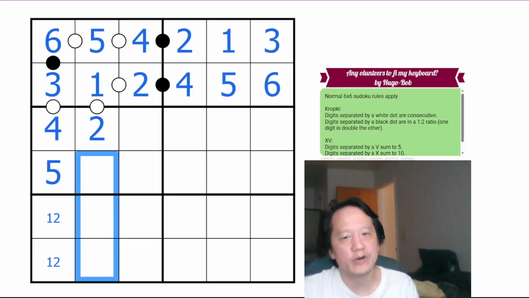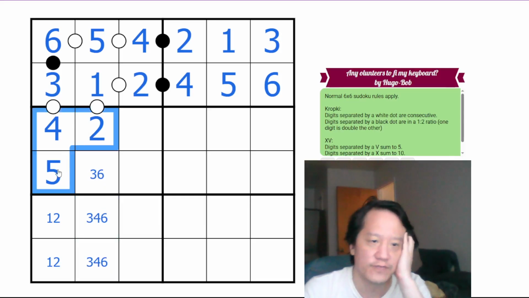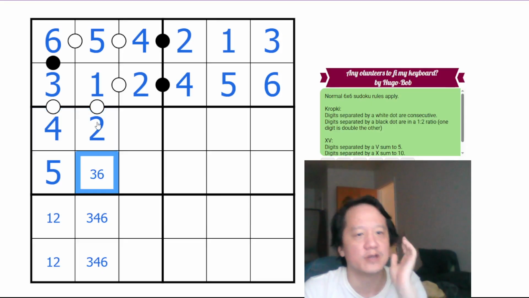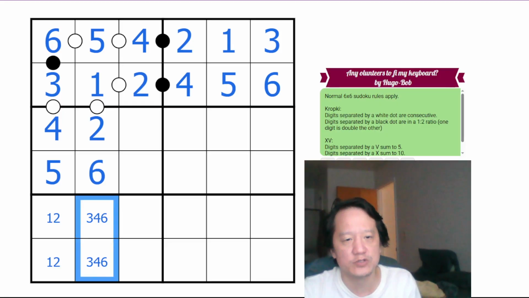Okay. What about column 2? We have 3, 4, and 6. 4 can't be here because of 4 in the box. 3 can't be here because 2 and 3 add up to 5, and there's no V between them again. There's no V at all in the rest of the grid. So this is 6, which eliminates 6 in the rest of the column.